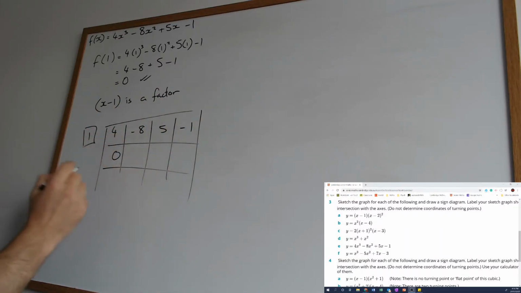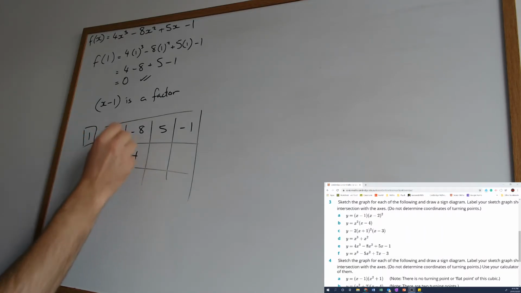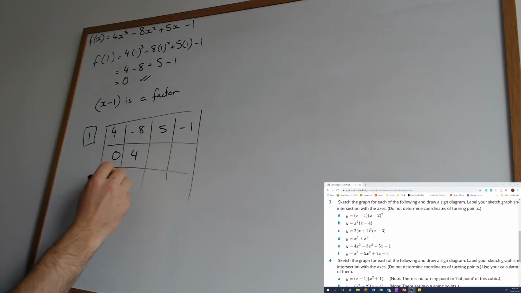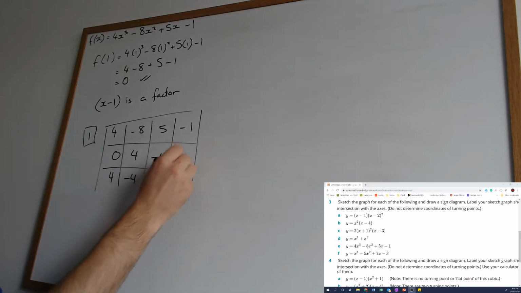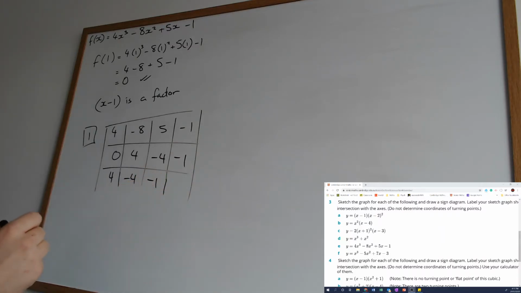So I go 4 plus 0 would be 4. So then I go 1 times 4 is 4. Then I add these. I end up getting negative 4. And then when I add these, I get negative 1. So negative 1. What have I done wrong there?